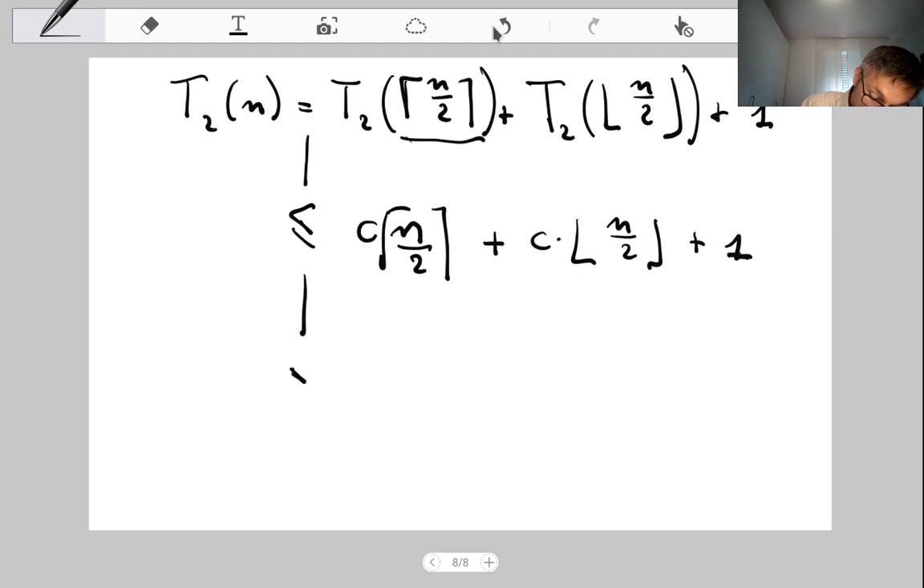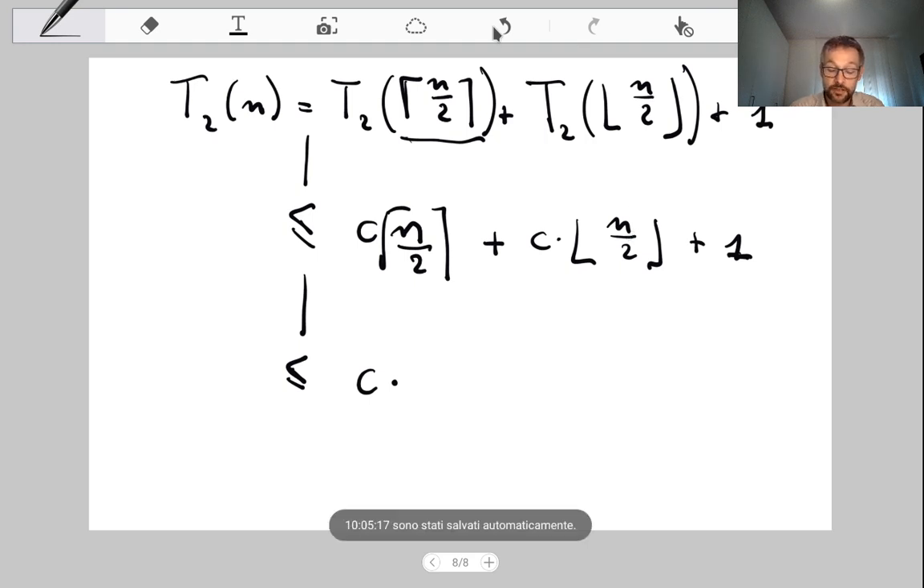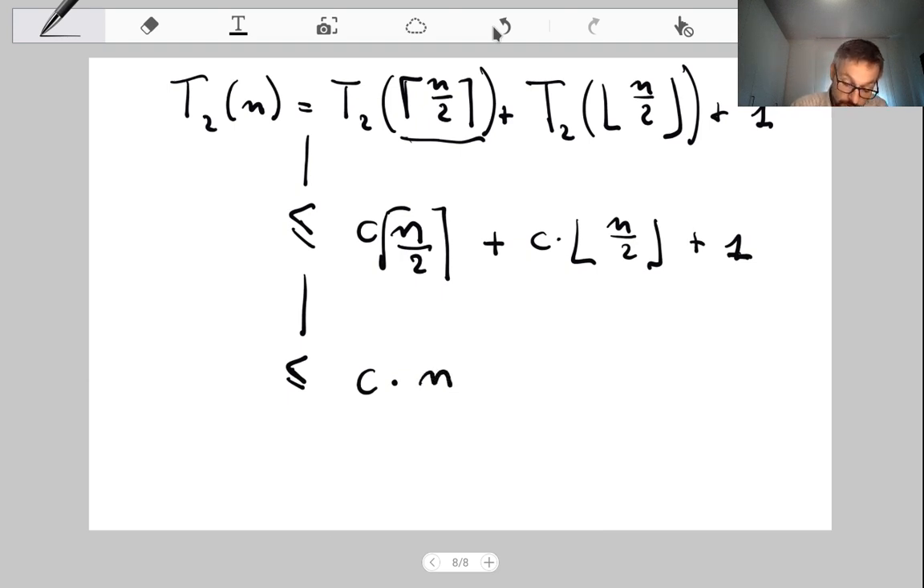Now all this stuff, of course, is C multiplied by what? By the sum between the ceiling of n divided by 2 and the floor of n divided by 2. But this is of course n. Okay, because this is another approximation: this is of course the ceiling, so the next integer with respect to n divided by 2, and this is the previous integer, so the integer which comes just before n divided by 2. So if I sum them up, I end up with n again, and so this is greater or equal than C multiplied by n plus 1. Okay.